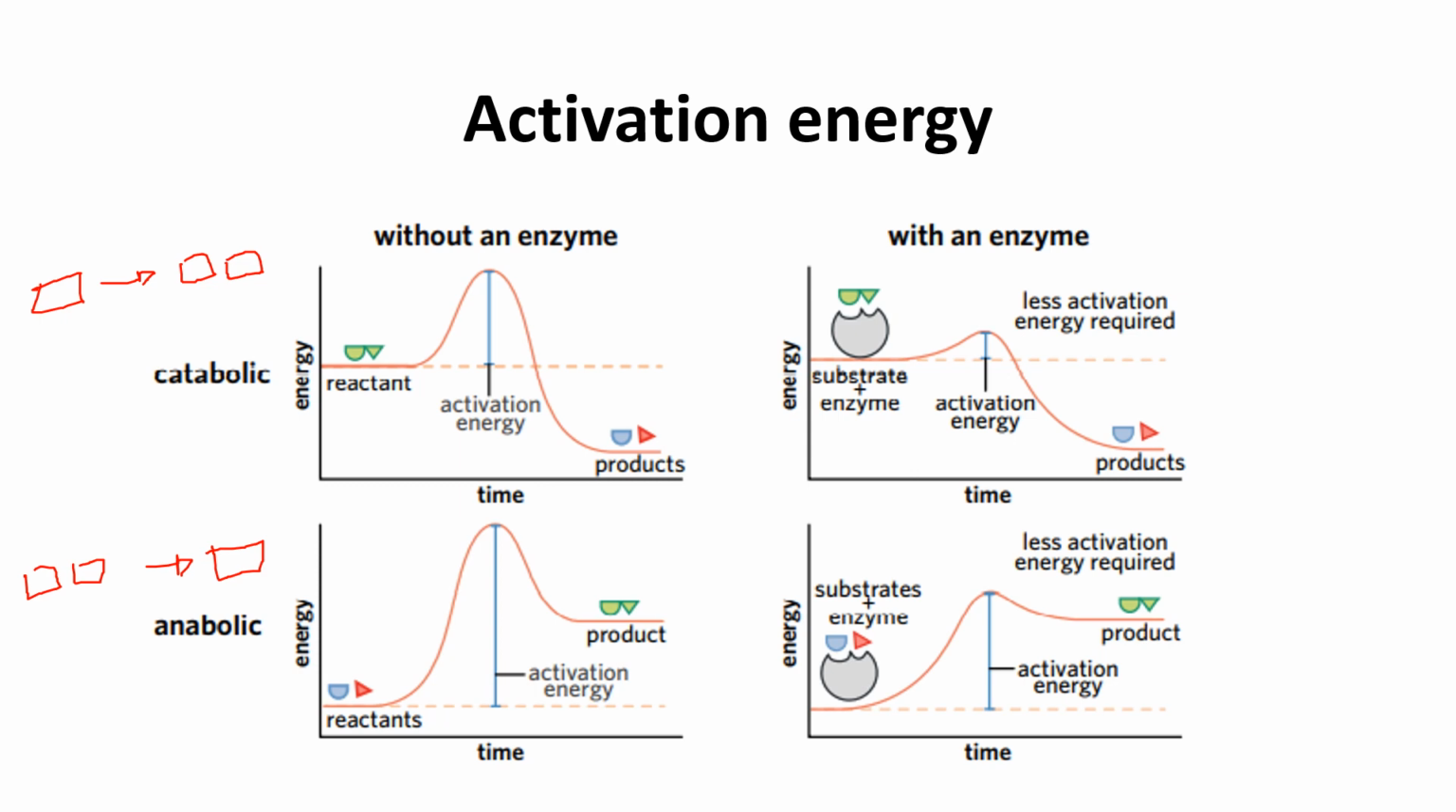We've got our substrate or our reactant here. We've got our activation energy here without an enzyme, so you'll see the peak is quite large, and then we've broken it into two separate products, as opposed to having an enzyme, where that peak is a lot lower. It's the same thing with the anabolic. We've got our reactants, which have lower energy to start with because they're two smaller molecules, then our activation energy is quite large, and then we've got our products here. But with an enzyme, significantly less energy is needed to complete that.